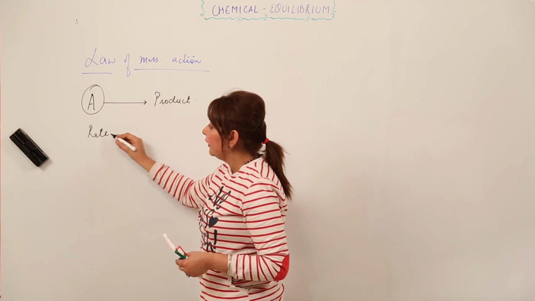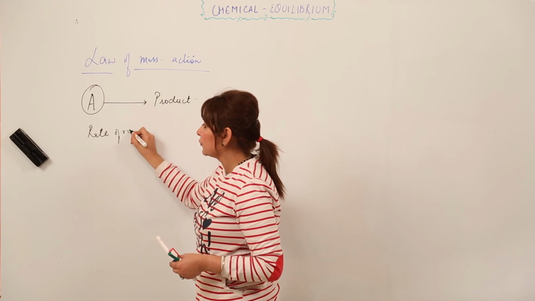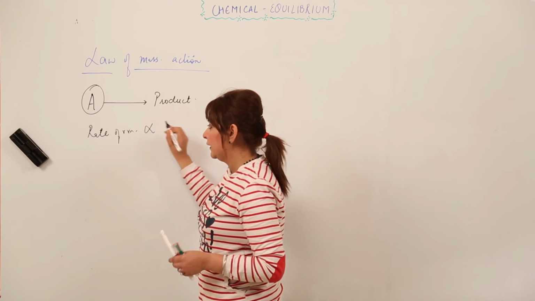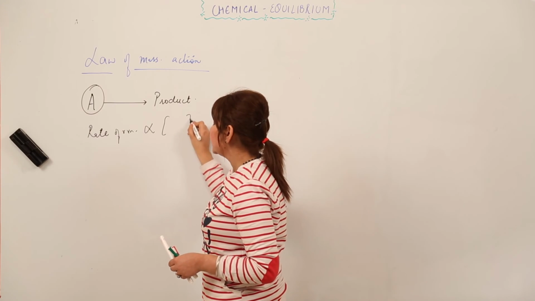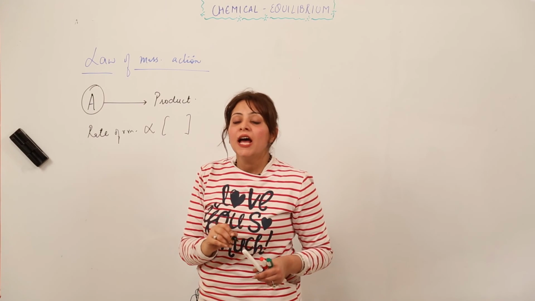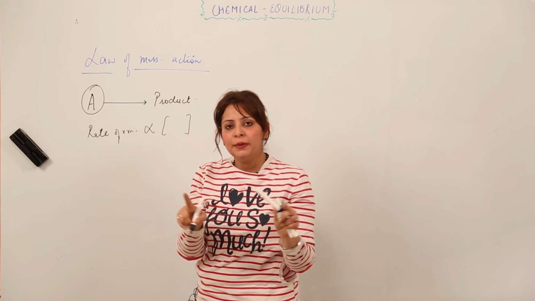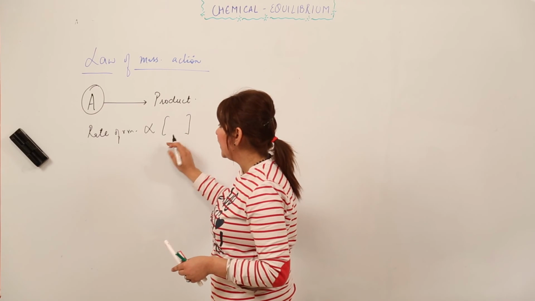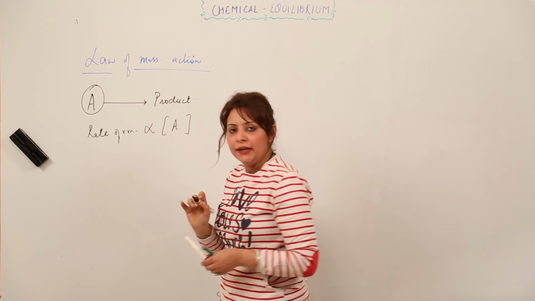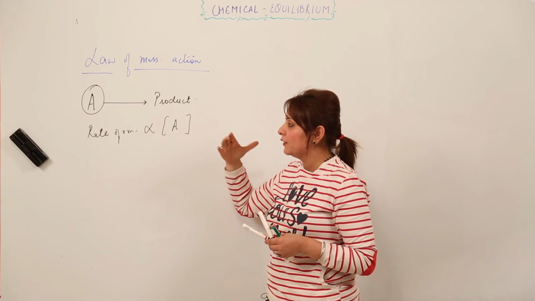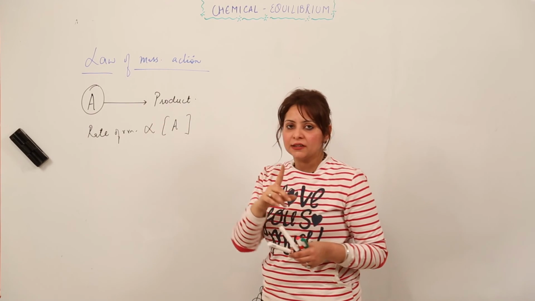So I write that the rate of the reaction is directly proportional to the active mass. Active mass means concentration, and for concentration we need to write the brackets, right? So I'm just writing that it depends upon the concentration of A, right? So this is an example when I took one reactant.